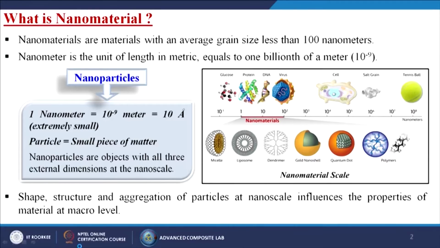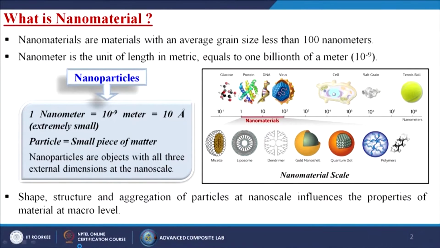It is extremely small, because 10 to the power minus 9 meter means we cannot see it with our naked eyes. A particle is a small piece of matter. Nanoparticles are objects with all three external dimensions at the nanoscale. We have different dimensionalities in nanoparticles, like 0D, 1D, 2D, 3D. I will tell you everything in brief in the next slides.